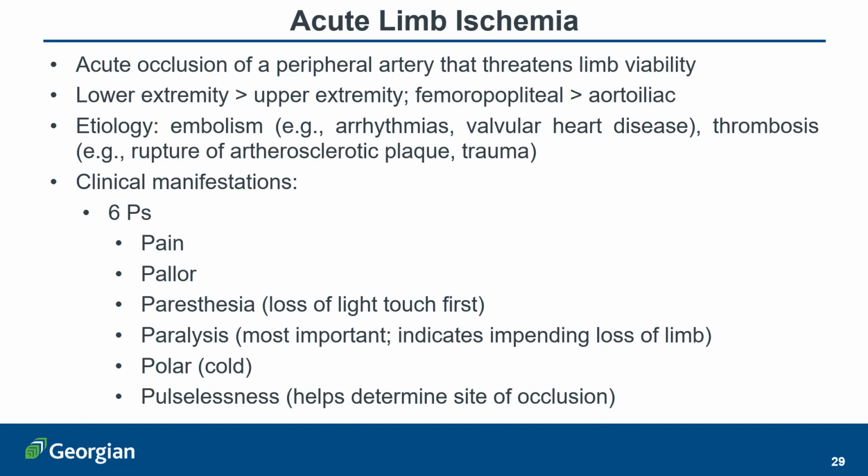Paralysis is actually the most important clinical manifestation, but that usually only develops later on and indicates impending loss of the limb itself. Cold because of the lack of blood flow to the limb, and pulselessness as well. The pulselessness helps to determine the site of the occlusion. So if the popliteal pulse can be assessed as opposed to the pedal pulse, then that helps the nurse to determine the site of the occlusion.